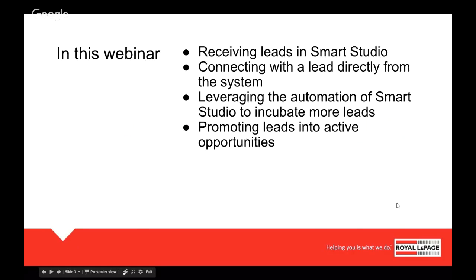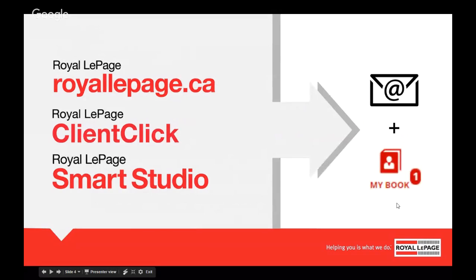First, the leads come from royallepage.ca, our national client-facing website, from your ClientClick websites if you subscribe to ClientClick, and from any Smart Studio projects that can be captured for leads such as slideshows or single property websites. This will allow you to send email notification as well as create a contact record in Smart Studio. So just to clarify, you're going to get the email as well. You're going to also have the client already created for you in Smart Studio.